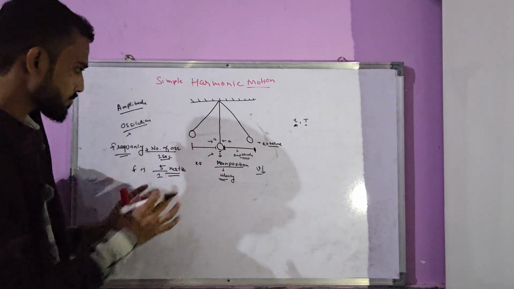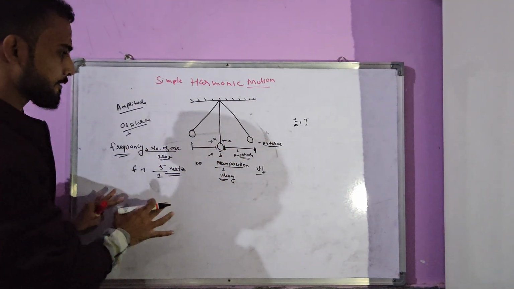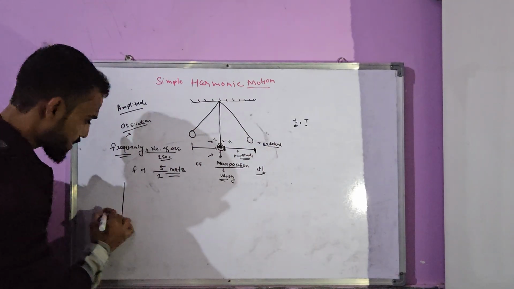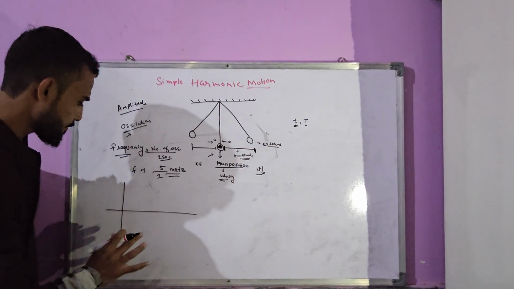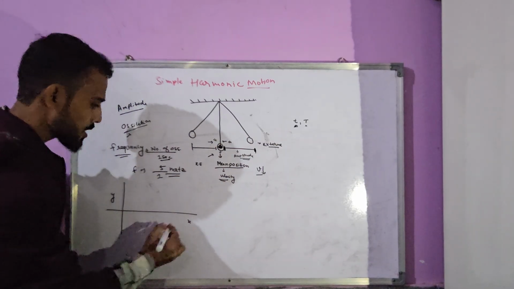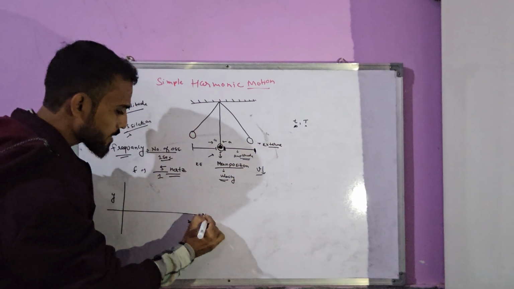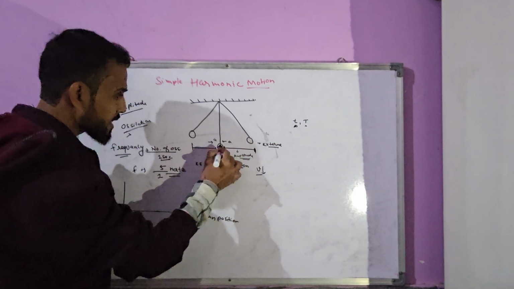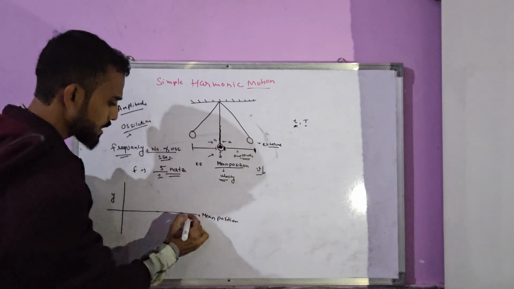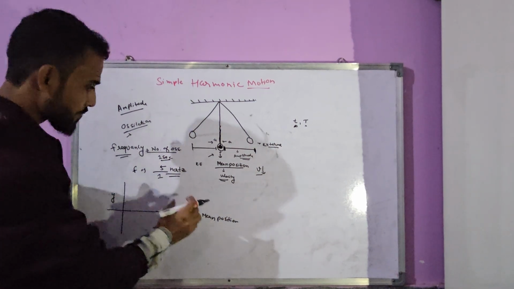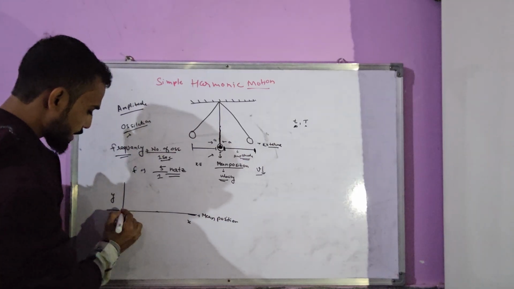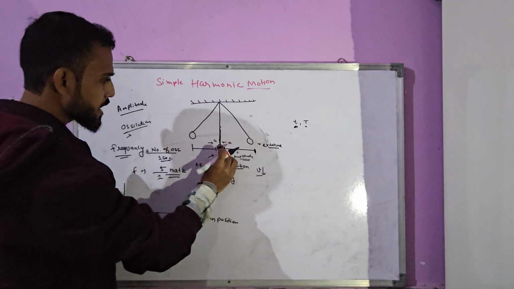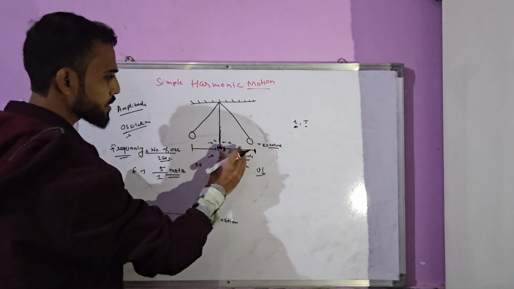Now we have to show this in the form of a graph. Here the bob is here now. Suppose we put this graph, with y here and x here. Now this x represents the mean position. This line is nothing but the mean position line. Now the bob is at the mean position. Right now we give some displacement, so this bob starts moving toward the extreme position.